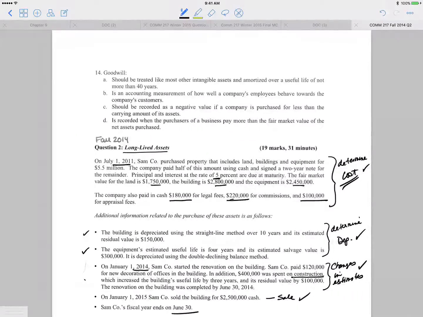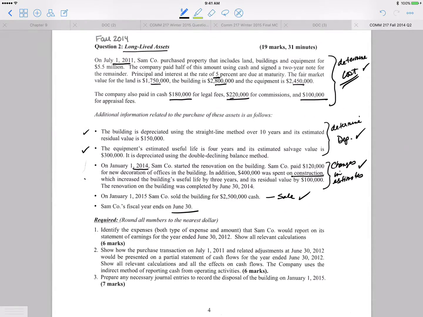Okay, and let's go back to the question again. So we're here now. On January 1, 2014, the company started to renovate the building, and they paid $120 for new decorations for the office, and they paid $400,000 to make major improvements. Okay, so this $120 is simply an expense in the year.